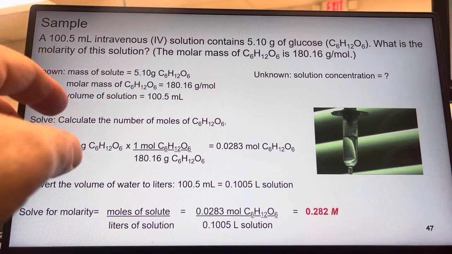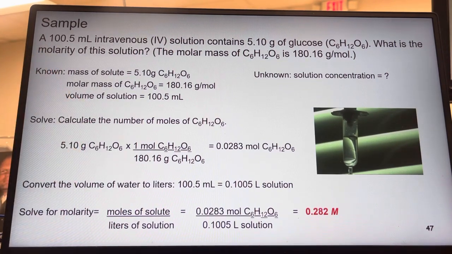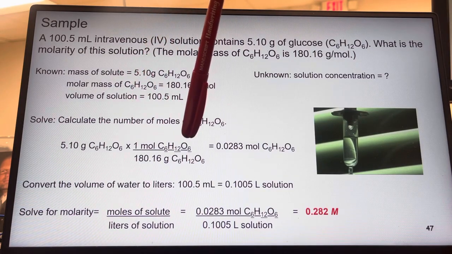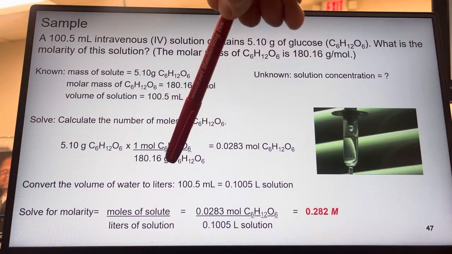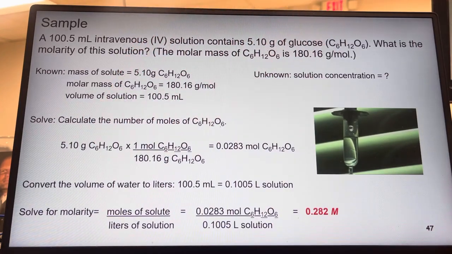Okay, so how do you solve it? You calculate the number of moles, and we do that by taking the grams of the substance and multiplying it by our conversion factor, which is moles over grams. Grams cancel out, leaving you with the moles. So in 5.1 grams of glucose, I've got this many moles, less than 1 mole, okay?